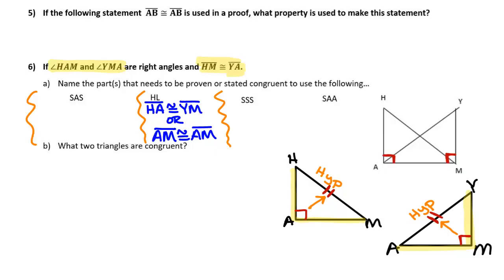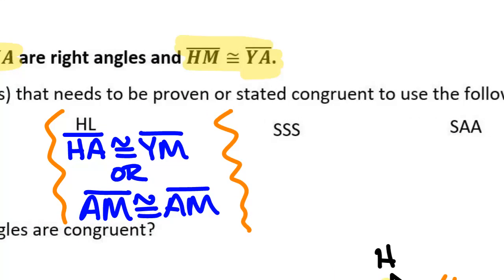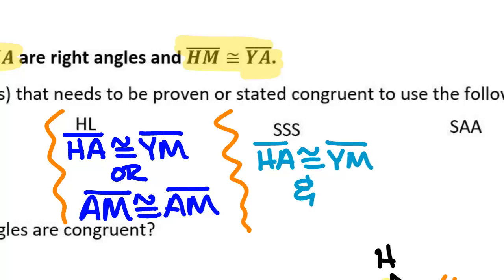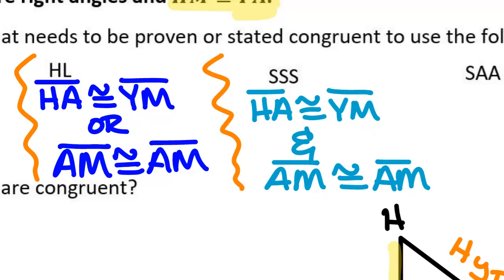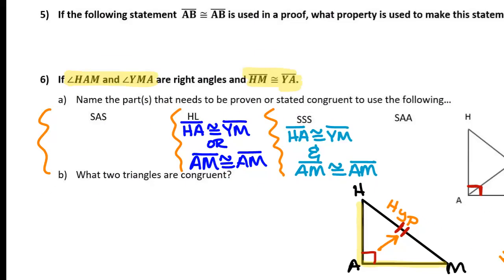If I was going to use side, side, side, I would need all three sides of triangle HAM to be congruent to their corresponding sides on triangle YAM. So I would need HA congruent to YM, and I would need AM congruent to AM. Not an or anymore, I would need an and.